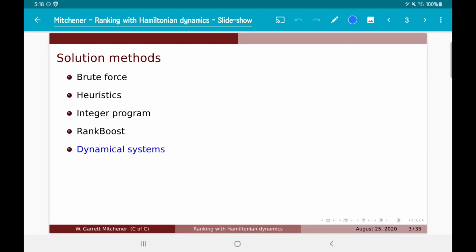Now, as to how you solve these, well, if you've only got a few items, you could just look at all n factorial orderings of those items and pick whichever one you like best. For large values of n, though, that becomes impossible very quickly. If you've got some additional information, sometimes there are heuristics that allow you to come up with reasonable orderings relatively quickly. More formally, there's a lot of research into using integer programs.